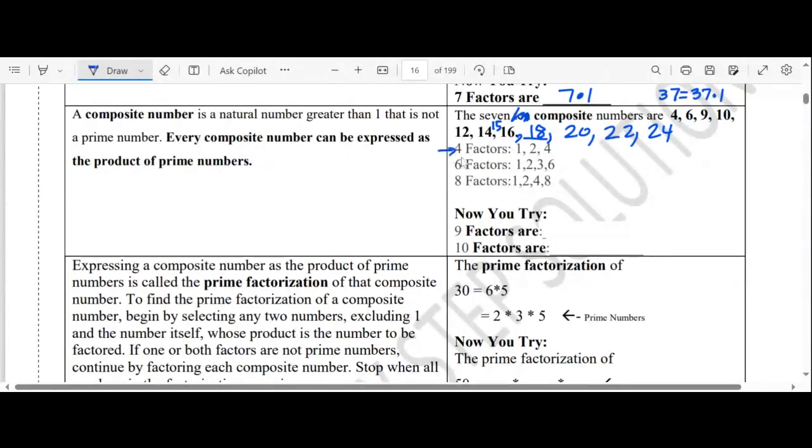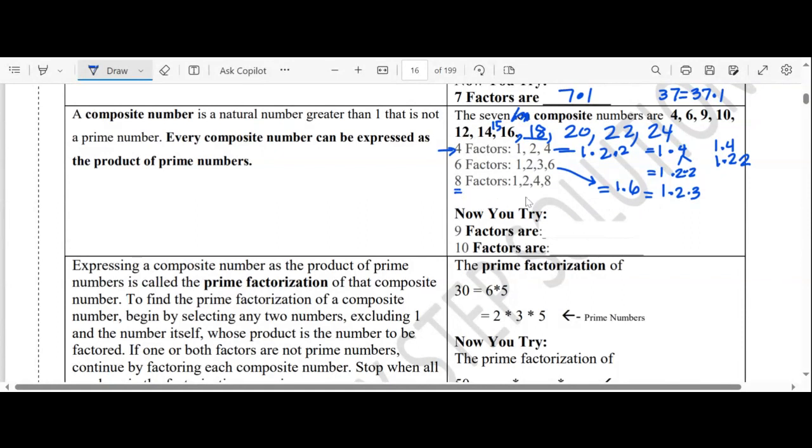Let's do 4. 4 is a factor of what? Can be 1 times 2 times what? 2. Or it can be 1 times 4. But 4, I have to break it into what? 2 times 2. That's called prime factor. So it's not 1 times 4 only. It can be 1 times what? 2 times 2. What about 6? It can be 1 times 6, or it can be what? 1 times 2 times what? 3. Correct?